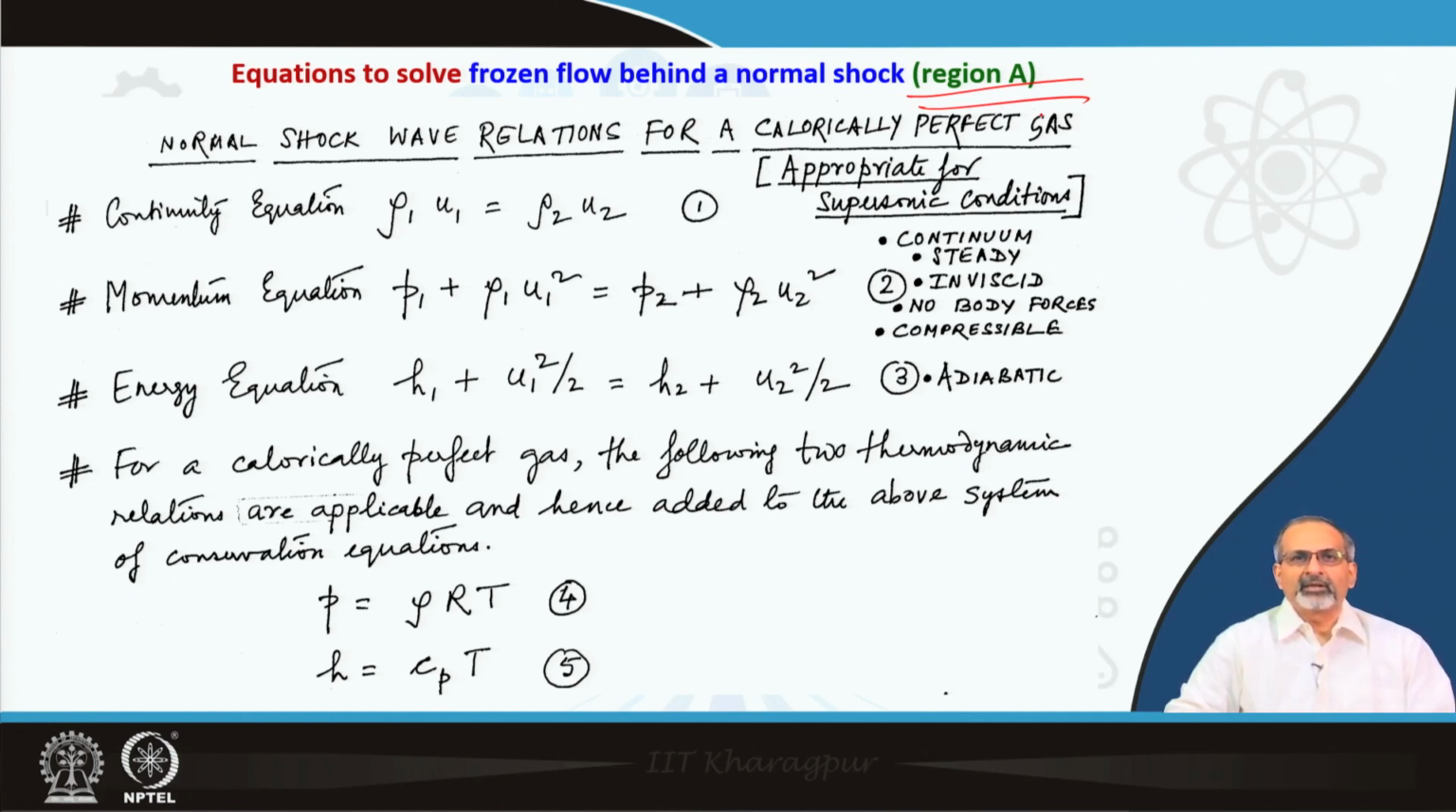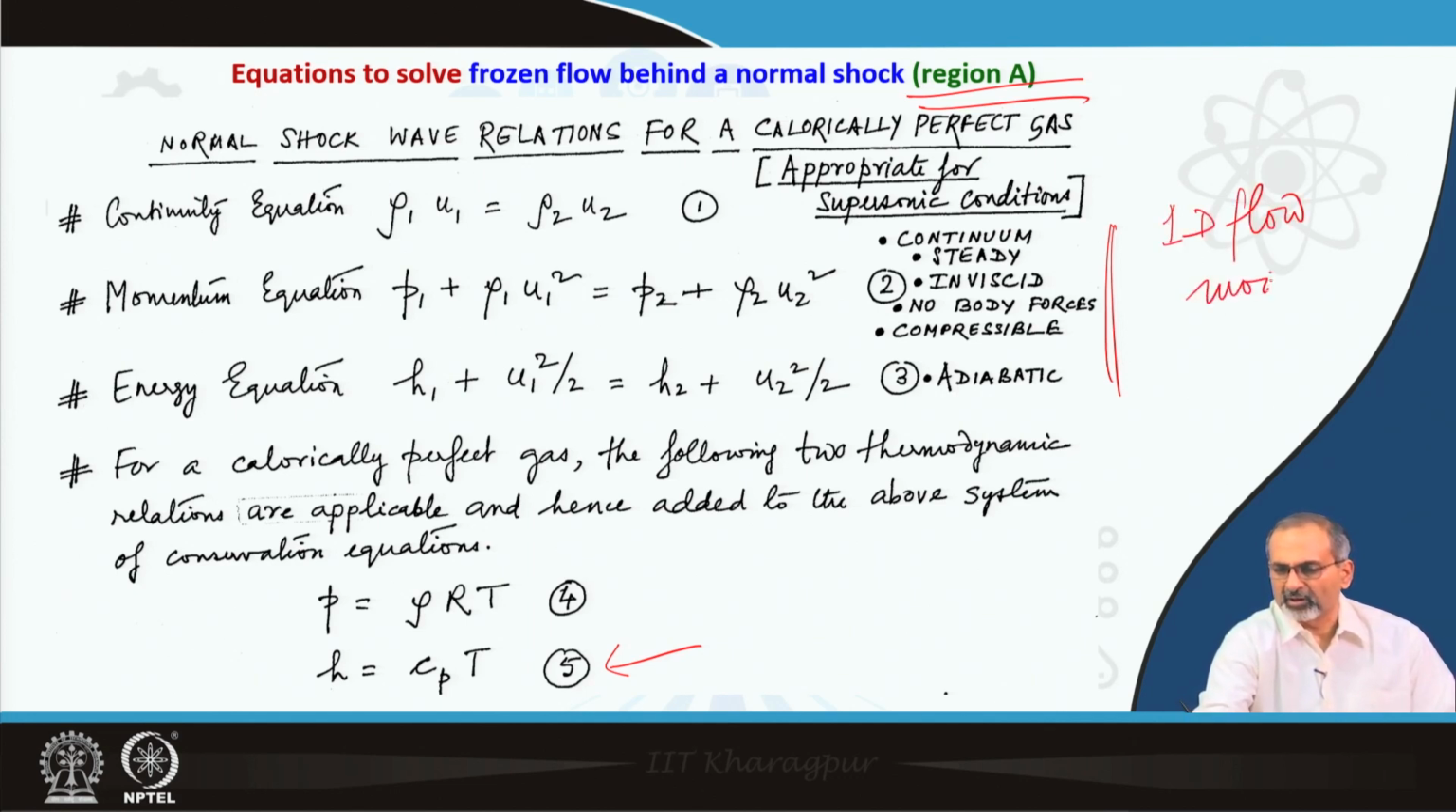So, it is continuity, momentum, energy conservation, followed by two thermodynamic relations. One is the equation of state, the other is that for enthalpy, which essentially closes the system. These are the assumptions that we should recall. We have learned these in an earlier lecture. We have the continuum, steady, inviscid, no body forces, compressible and adiabatic assumptions coming up here, and it is essentially a 1D flow model that we are talking about over here.